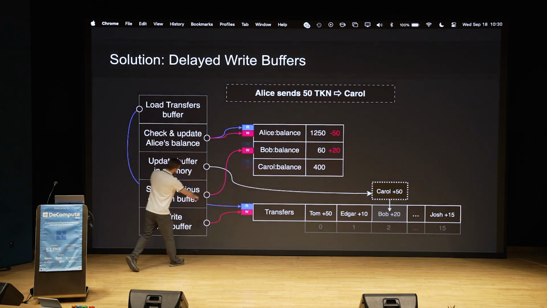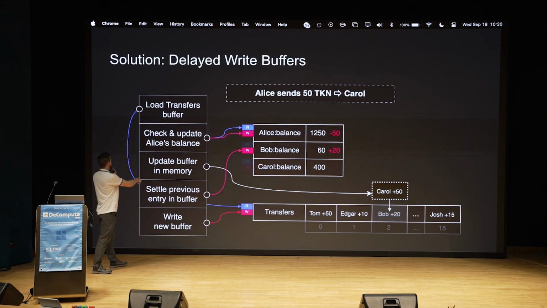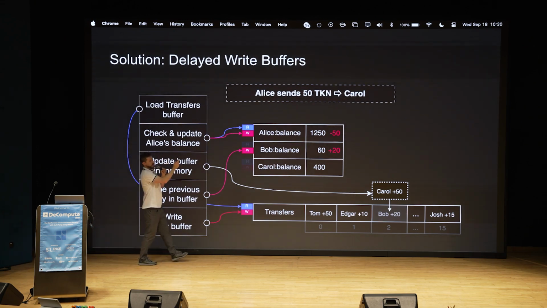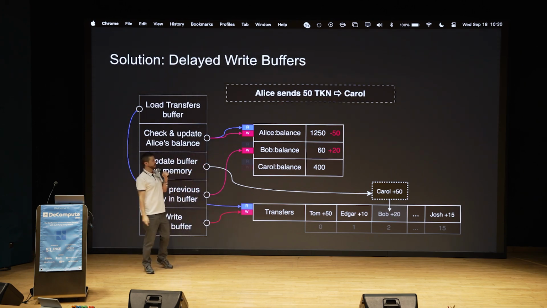So that read is always seen at the top of every execution, so an attacker learns nothing there. Then we have to check and update the sender's balance. So we read Alice's balance, and then we remove 50 tokens from hers. At this point, an attacker can still see who the sender is. We haven't granted any privacy to the sender.